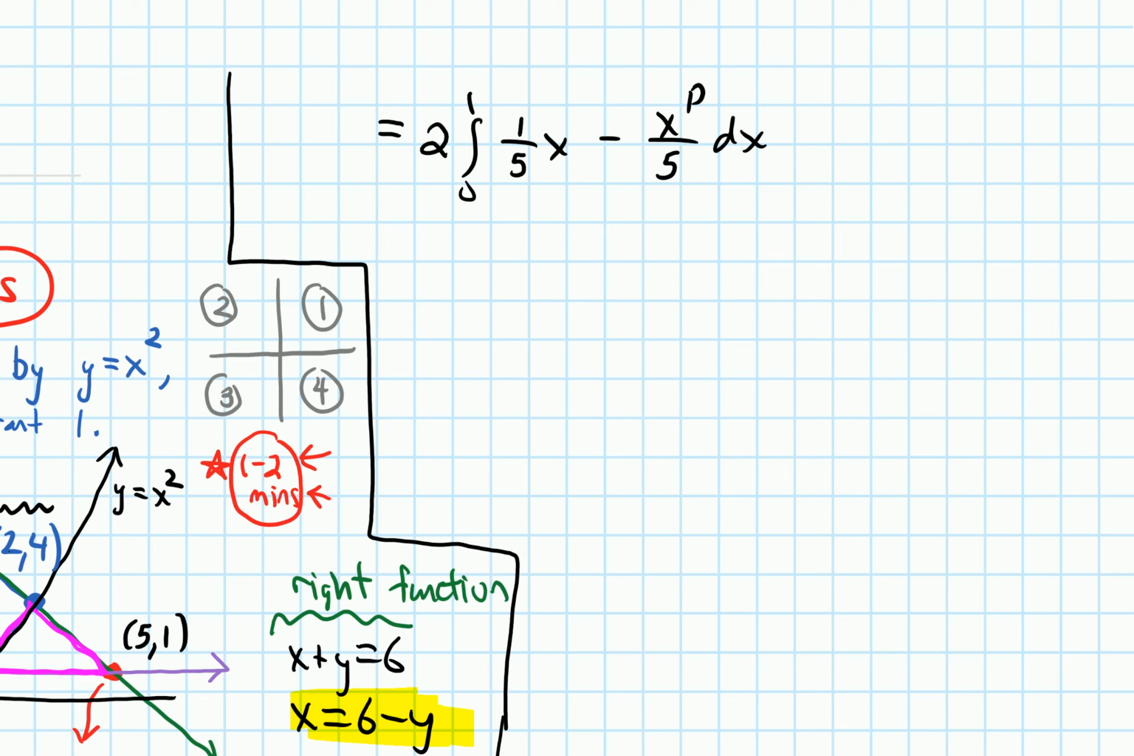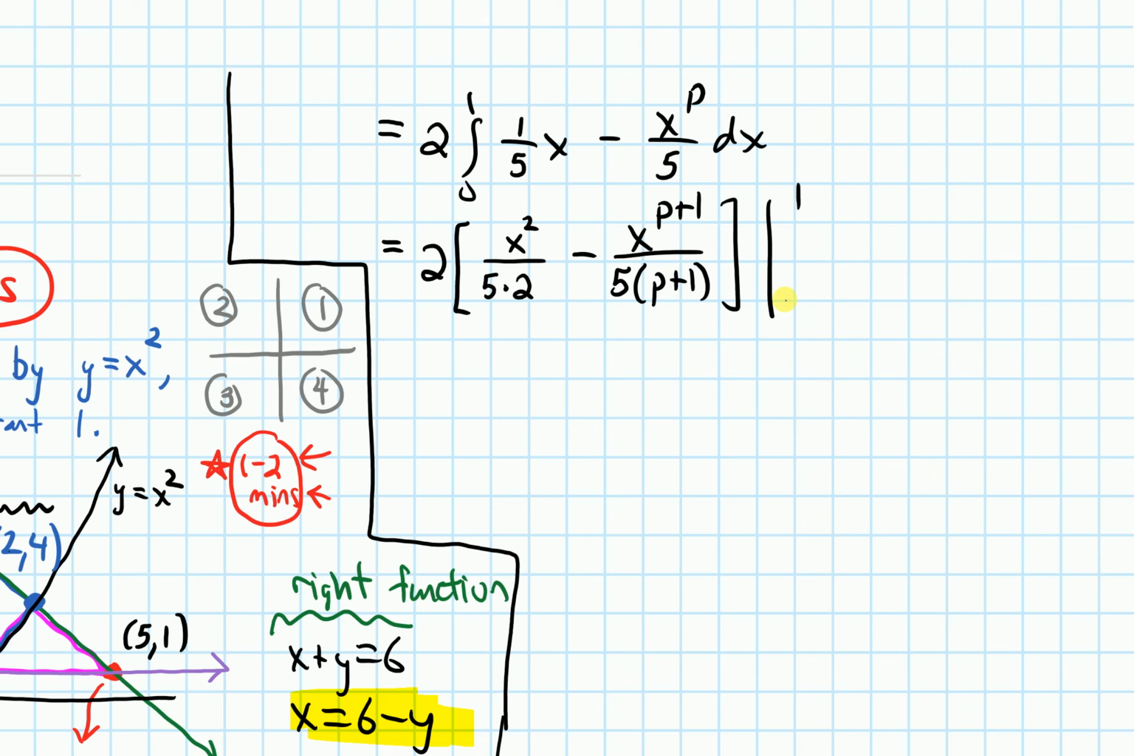So we are now ready to evaluate this integral. We have 2, and the 2 is going to multiply the whole antiderivative. This is reverse power rule. I get x squared divided by 2, so 5 times 2 in the denominator. And then minus x to the p plus 1, and I divide by that new power to get 5 times p plus 1 in the denominator. Bracket, and then a vertical line with 1 and 0 so that I plug them in next.